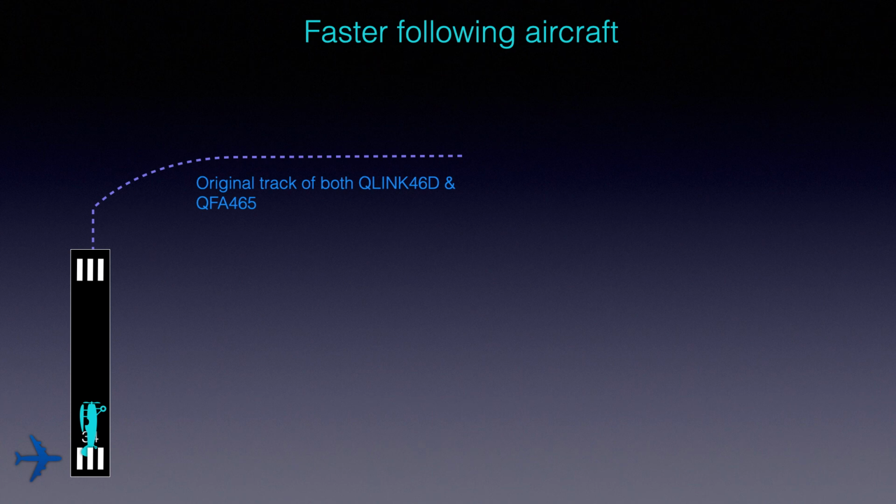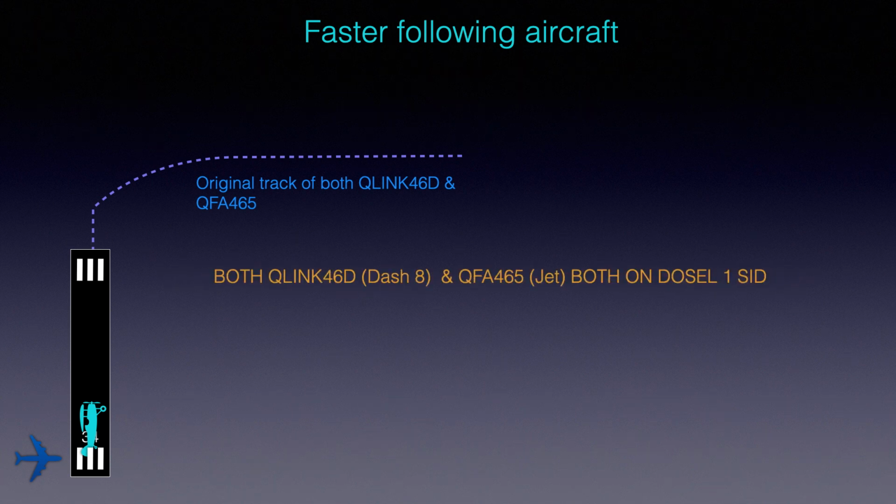Now, we said, well, faster following. Well, that's exactly what we saw before, faster following. But this is another way of achieving the same thing. Now, here we're at runway 34 in Melbourne. Oh, by the way, the previous example was assuming we're on runway 27 at Melbourne. Here now we're on runway 34. And once again, you've got both aircraft on the Docel 1 SID.